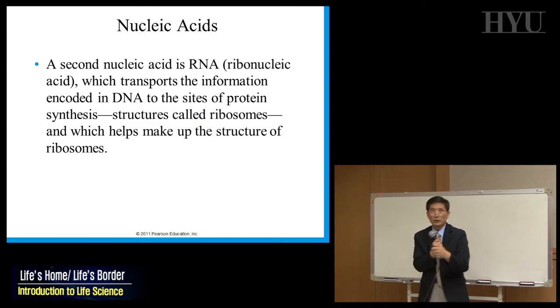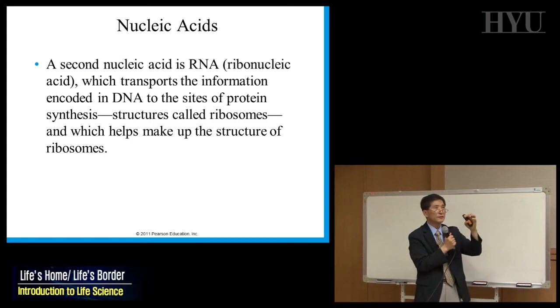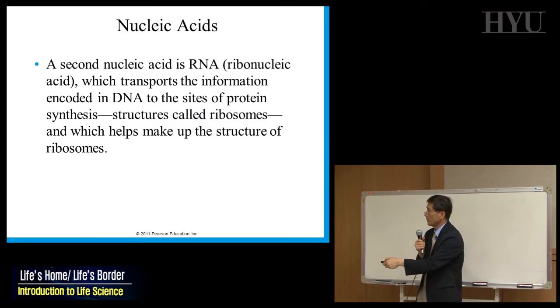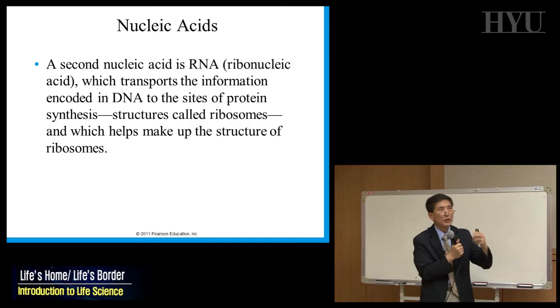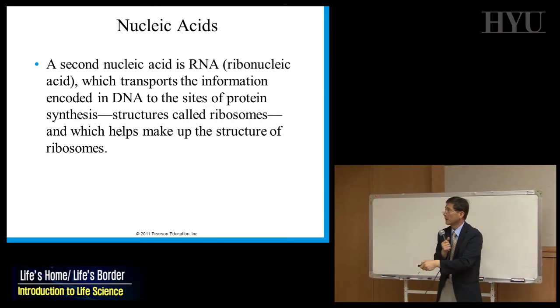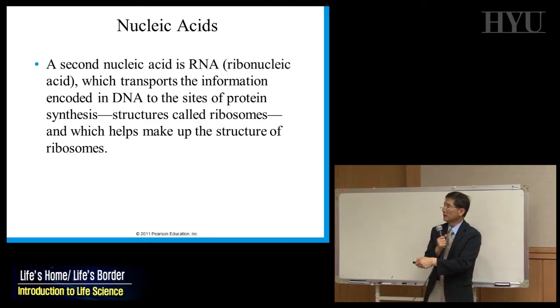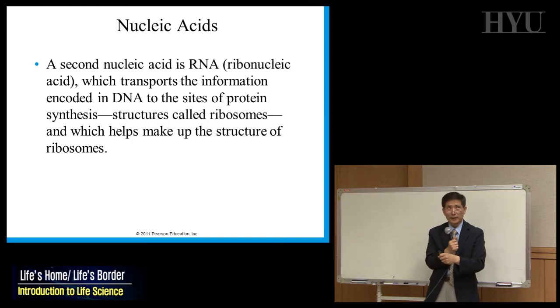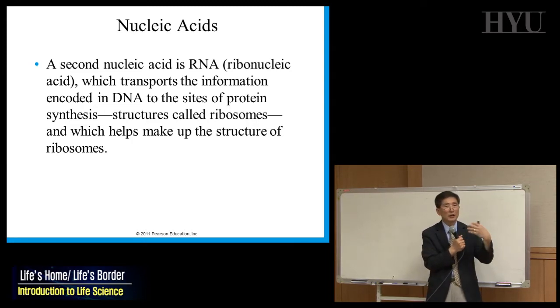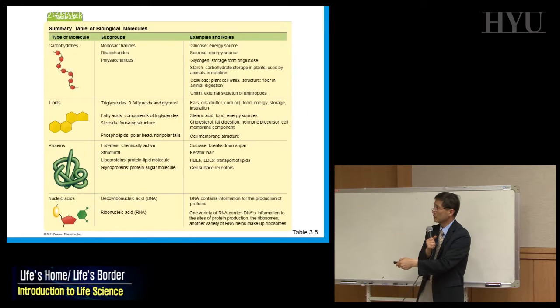All right, the second nucleic acid is RNA, okay? The only difference is they use a different sugar called ribose. That's why it's called ribonucleic acid. That's why we call it RNA. It transports the information encoded in DNA in its site to the site of protein synthesis, a structure called the ribosome. That's getting difficult. We'll cover this in chapter 4. Okay, just come with me.